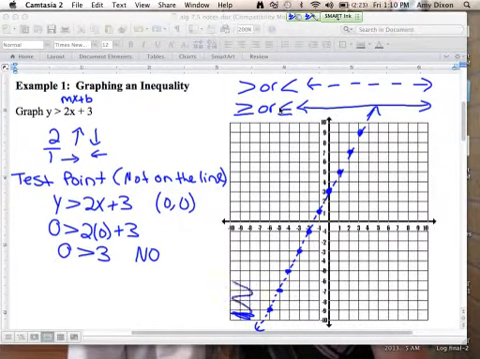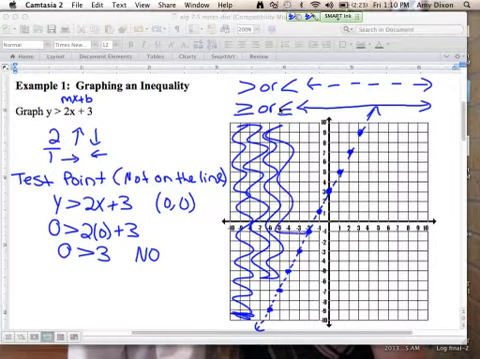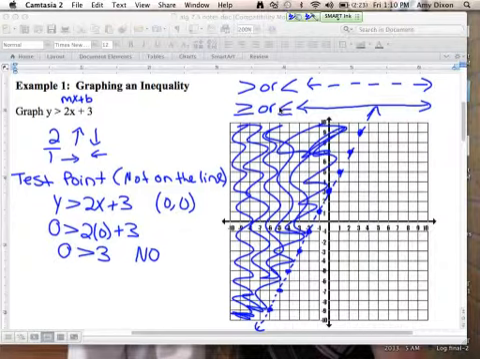So all of these coordinate points right over here, you're going to shade everything above the line because all of these points will make the inequality true. All the points that are on the unshaded side do not make the inequality true. You don't have to get it all the way colored. Just kind of squiggle it in. Okay? So that's what you do with the test point.